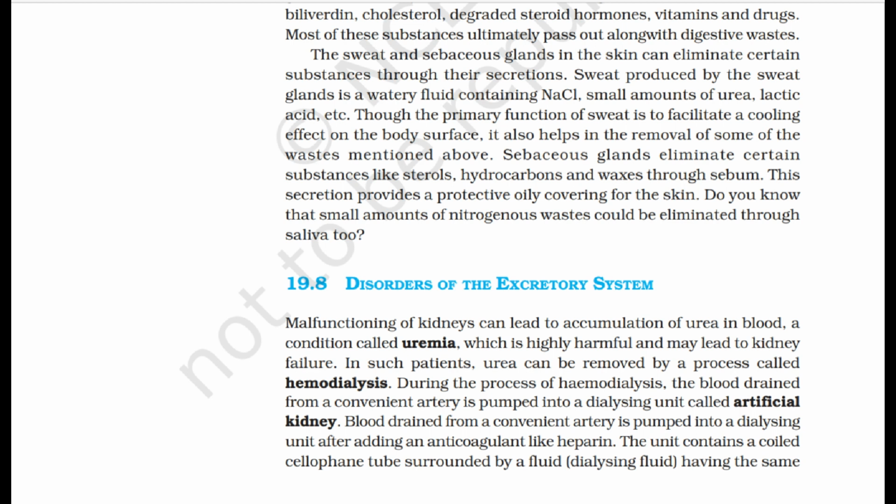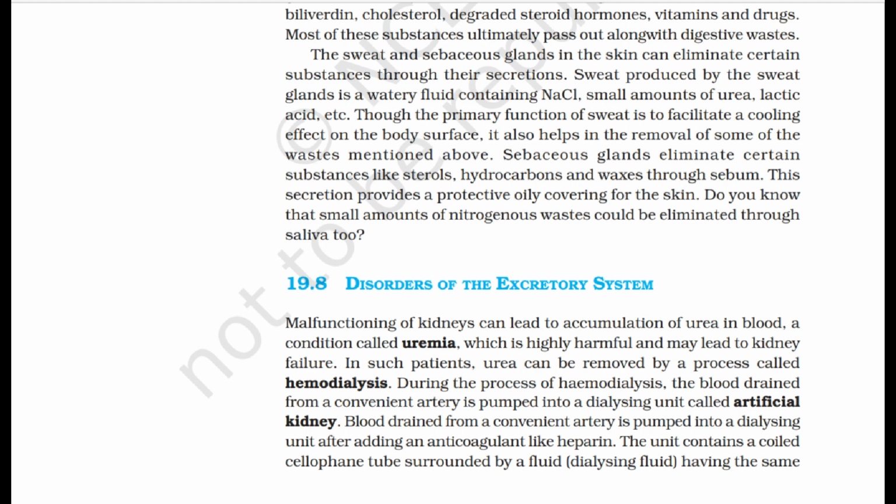Disorders of the excretory system. Malfunctioning of kidneys can lead to accumulation of urea in blood, a condition called uremia, which is highly harmful and may lead to kidney failure. In such patients, urea can be removed by a process called hemodialysis.